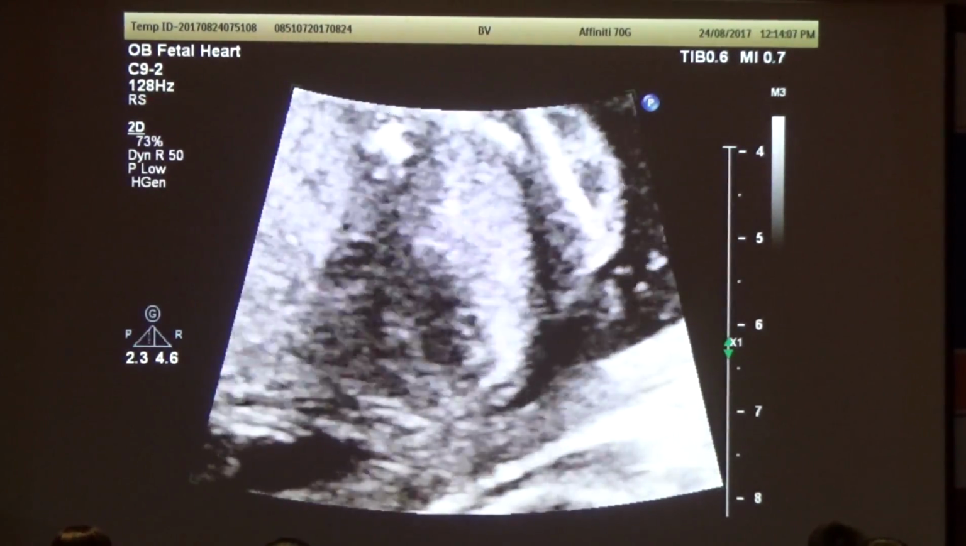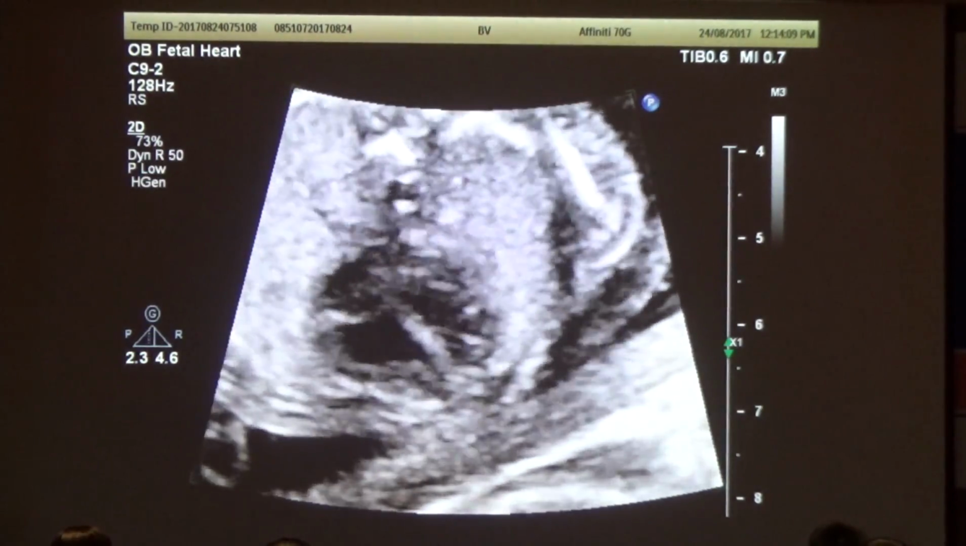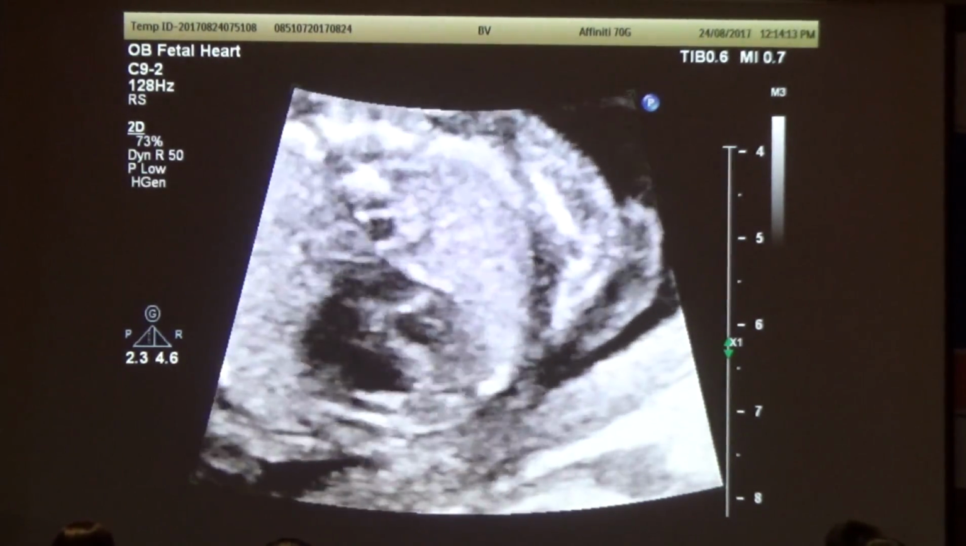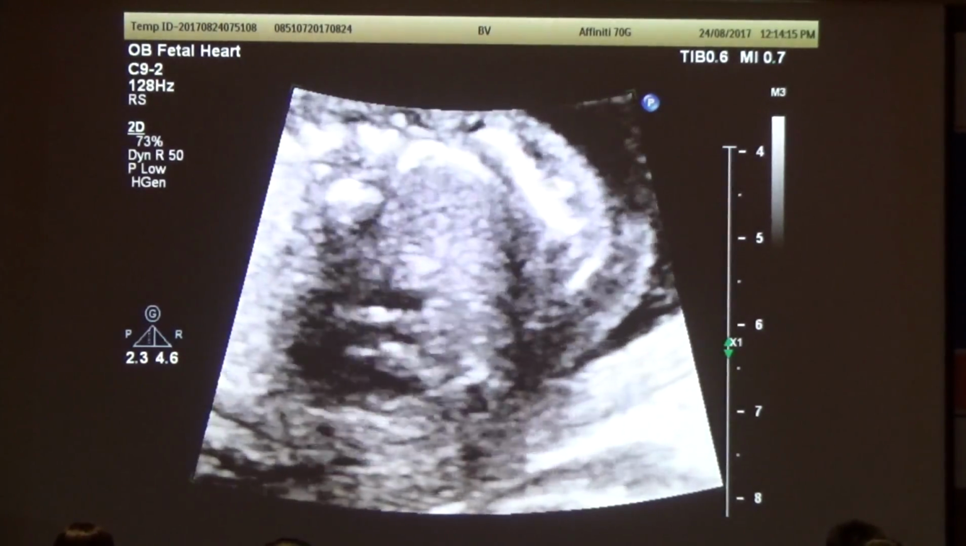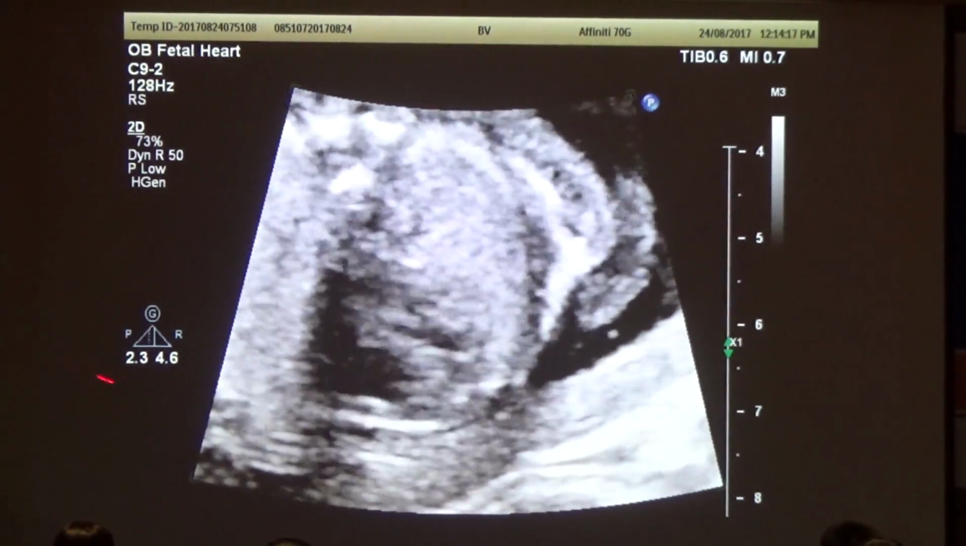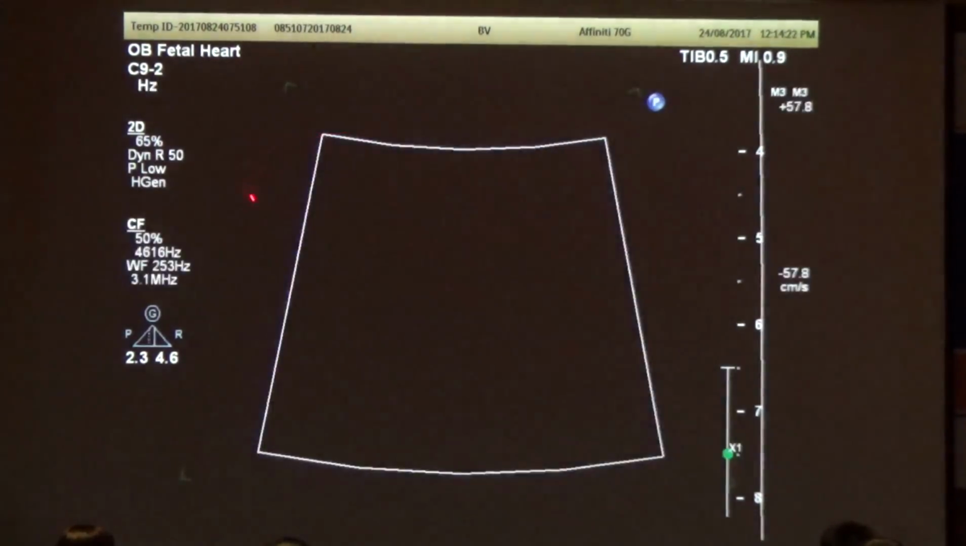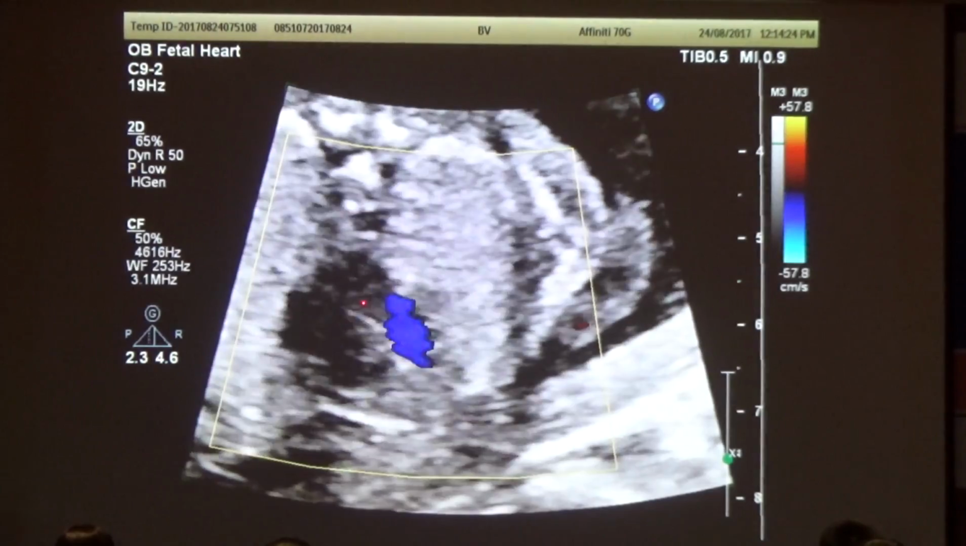I'm not doing anything. All the movement is caused by the baby. You can see that the heart is occupying less than half of the chest, so there's no cardiomegaly.